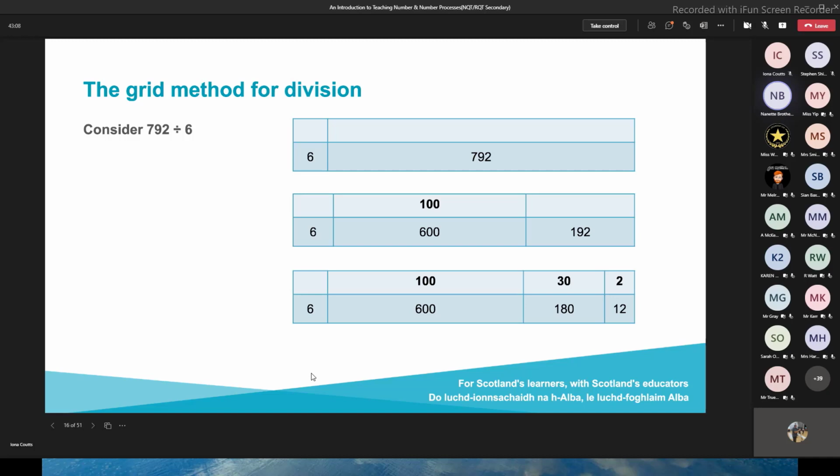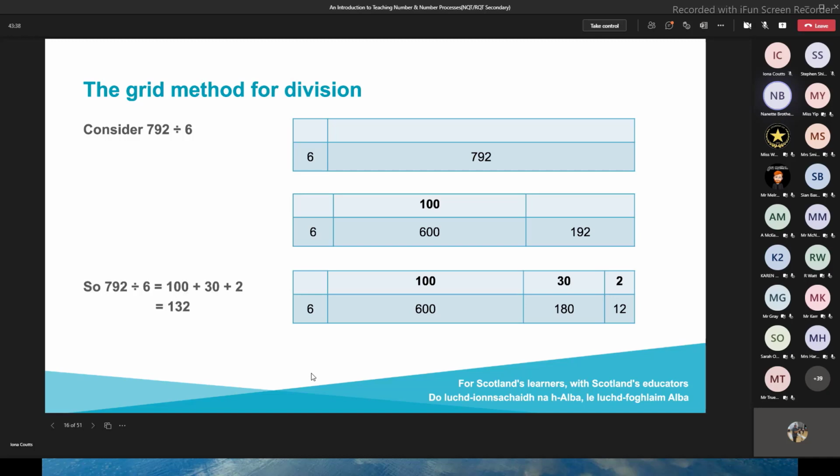So using up a further 180. And that gives us the next part of the quotient being 30, or a 3 in the tens column. We've then got 12 left, which divides by 6 to get 2. So the quotient is 132. And the process mirrors exactly the division algorithm and gives the opportunity for a visual representation of an abstract process.